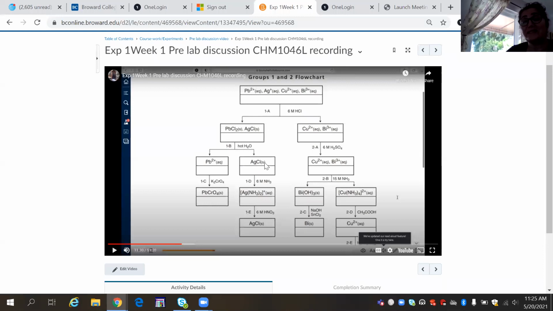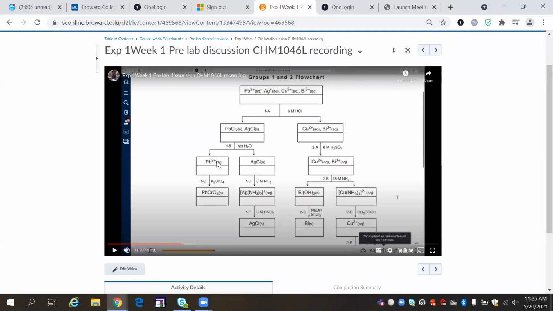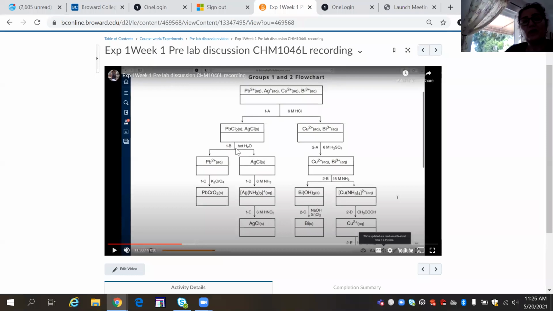AgCl still is S. That means it still is in the precipitate or solid form, but PbCl2 has dissolved because you see that AQ symbol there. So AQ means that it's in aqueous solution or has dissolved, but S means that it is in the solid form. So when you add hot water, you are going to separate silver from lead ions. Now you have a liquid portion and you have a solid portion. You again centrifuge and separate.